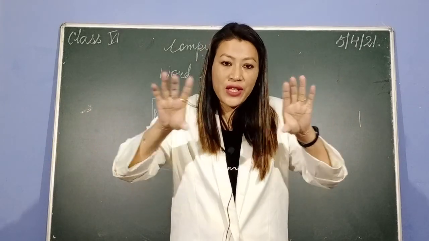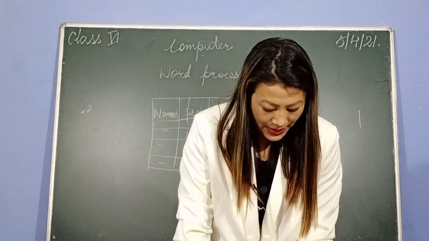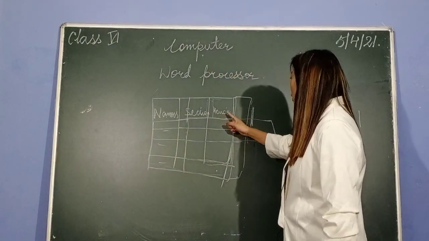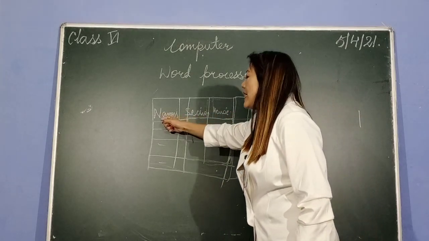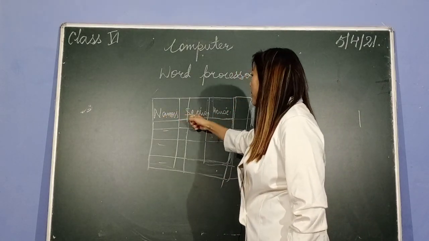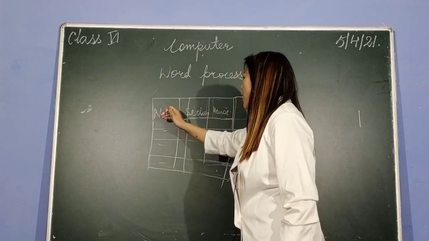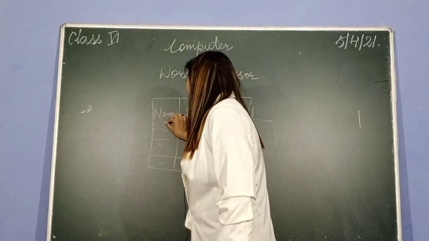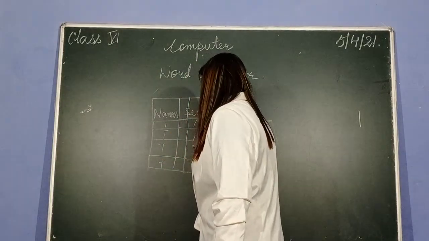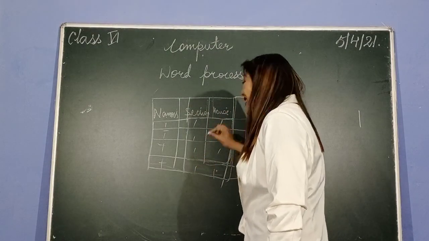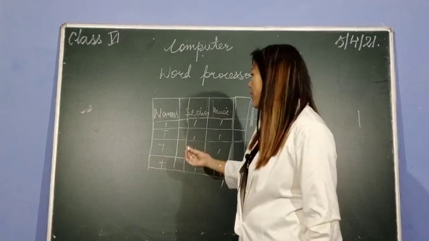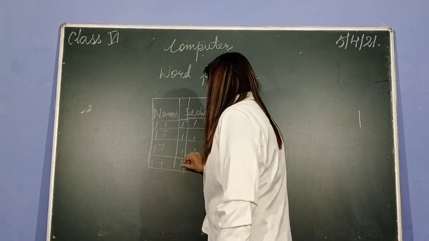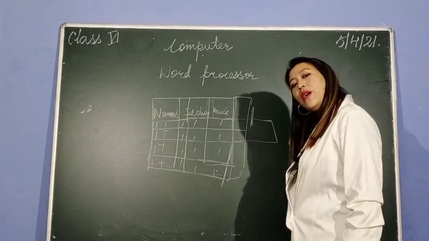You can just increase the size, decrease the size, and at the same time you can align the text. Alignment means, like in one cell, if you want the text to come in the center, or at the left side, or at the right side. That's called alignment. If you align center, your text will come in the center of your cell. If you align left, then your text or your number will come at the left side. And if you align right, then everything will come at the right side.